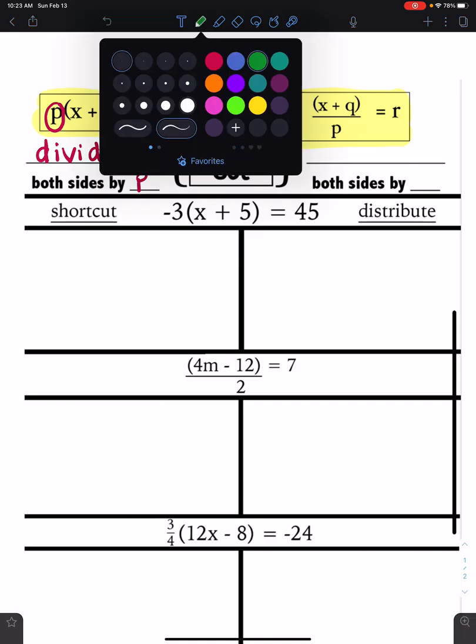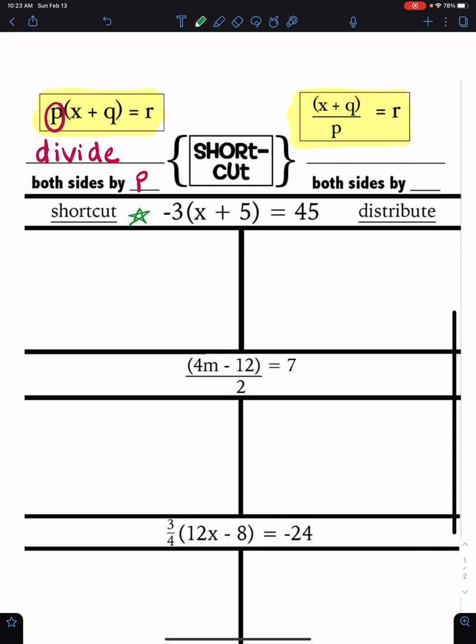Okay, so we have this equation here. Negative 3 times the quantity x plus 5 equals 45. Let's distribute first, since I think that's what everyone's most familiar with. The shortcut would kind of be new. So we know that that negative 3 sitting outside parentheses means that I need to multiply negative 3 times each thing in parentheses. So I have a negative 3x, and then negative 3 times 5 is negative 15.